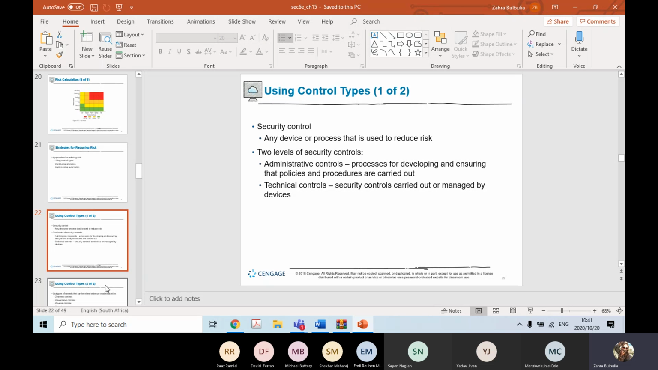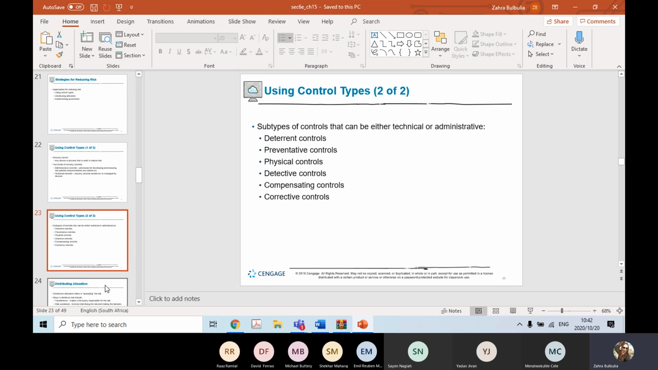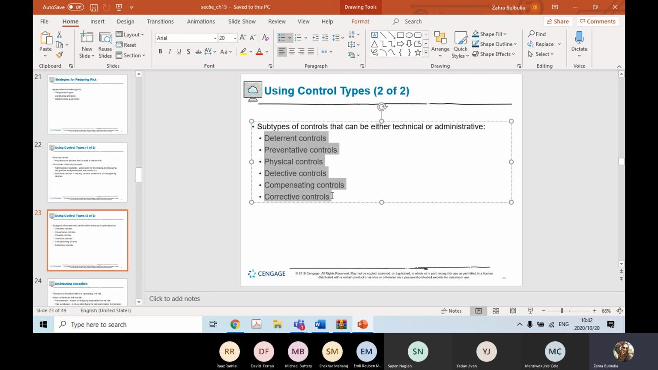And we've seen a lot of these in the duration of this course. They could be physical security controls like your gates, fences, access control mechanisms, your biometric controls, and of course your login usernames and passwords. Your password policy would be part of a technical control because maybe they want users to have hard to guess passwords. Subtypes of controls that can either be technical or administrative: deterrent, preventative. We've done pretty much all of these in the duration of this course.